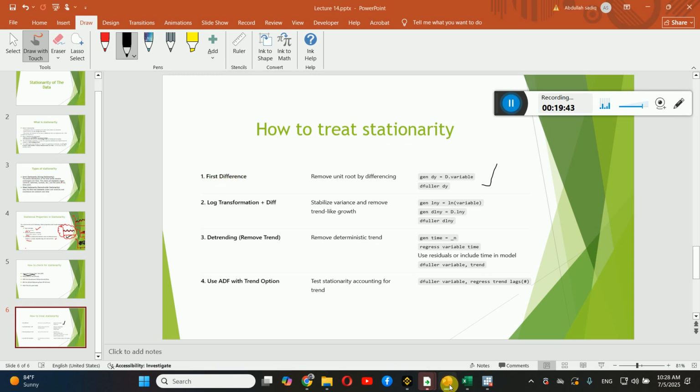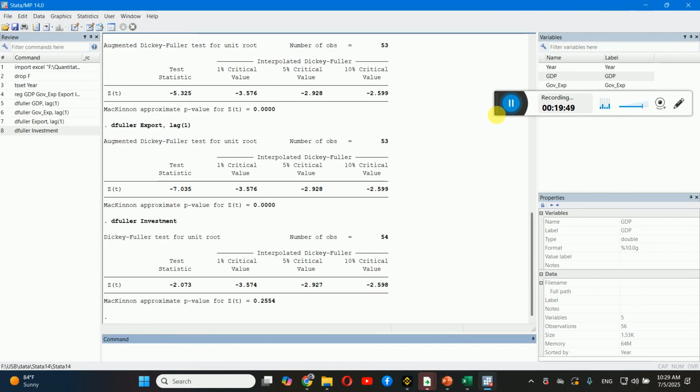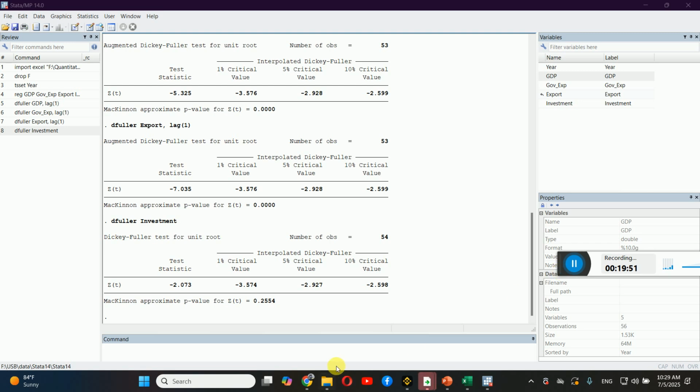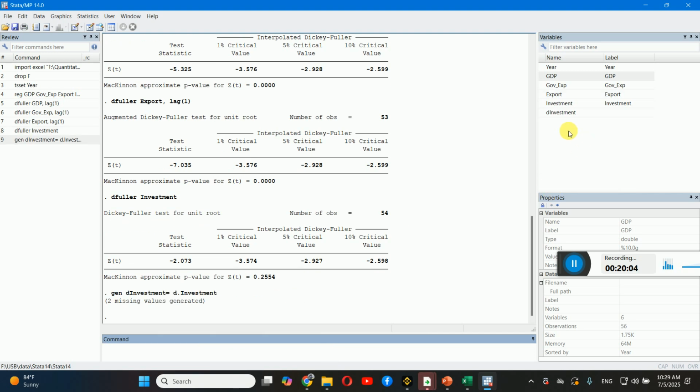So what is the first difference method? You just generate the first difference of the variable you have. For example, our variable which is non-stationary is investment. So just generate the first difference: generate D investment equals D.investment. This is just generating the first difference. So one variable is created, this is the first difference, right?